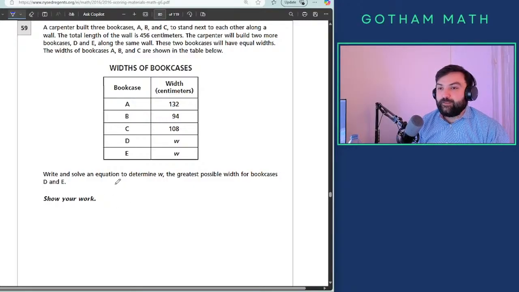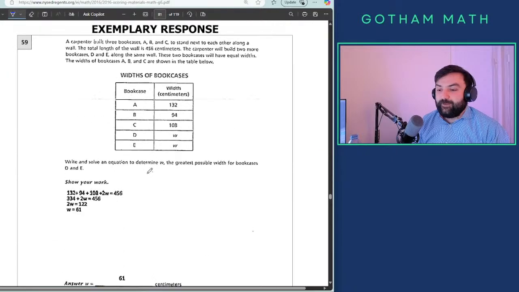A carpenter built 3 bookcases A, B, C to stand next to each other along the wall. The total length of the wall is 456 centimeters. The carpenter will build 2 more bookcases D and E along the same wall. Those 2 bookcases will have equal widths. Because A, B, C are shown, this is easy. All you have to do is add them, subtract them from 456, and divide by 2. Got 61. All right, that was easy.